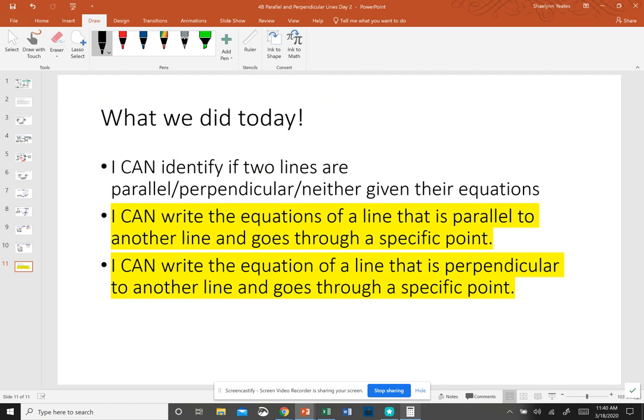All right, so this is what we did. We identified how to write the equation of a line that is parallel to another that goes through a specific point, and we learned how to write the equation of a line that is perpendicular to another line that goes through a specific point.